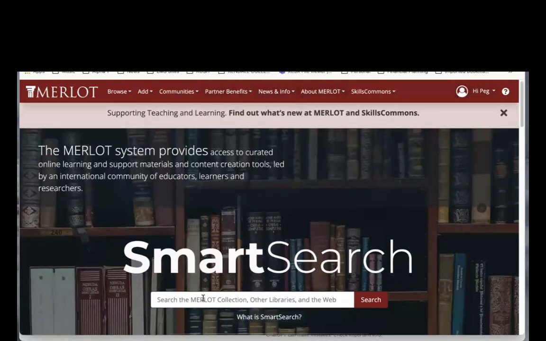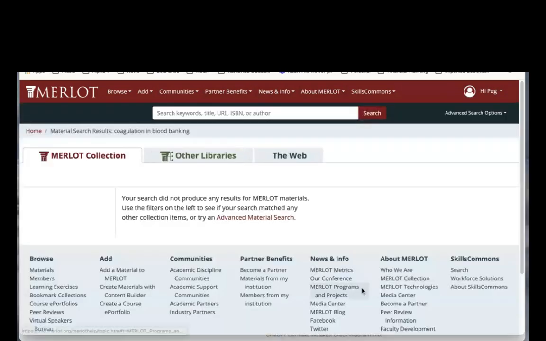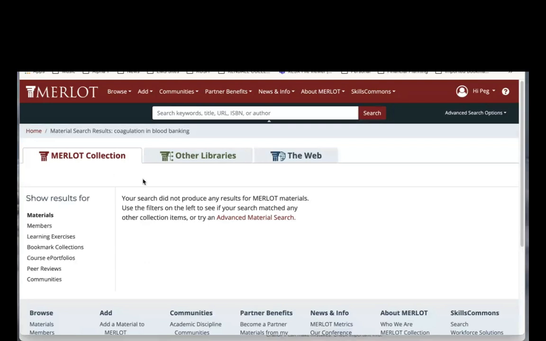I haven't been here for a while, but Lori or Heather or anybody else, give me a topic of something that you might want to look for an open educational resource for. Coagulation. And you want that to be targeted in the health sciences? In blood banking. In blood banking, okay. Yeah, in blood banking. And the narrower your search, the narrower your results will be, but hopefully we'll see something. And in this case, it didn't. So let's look at other libraries.